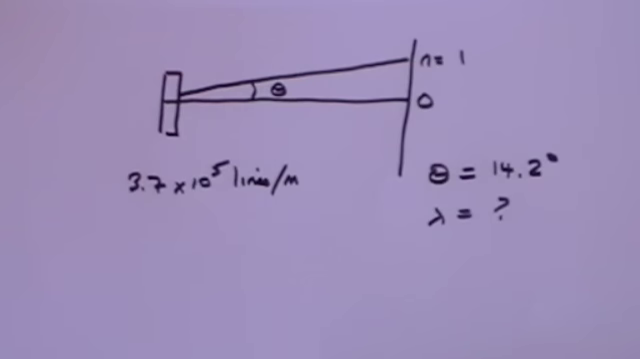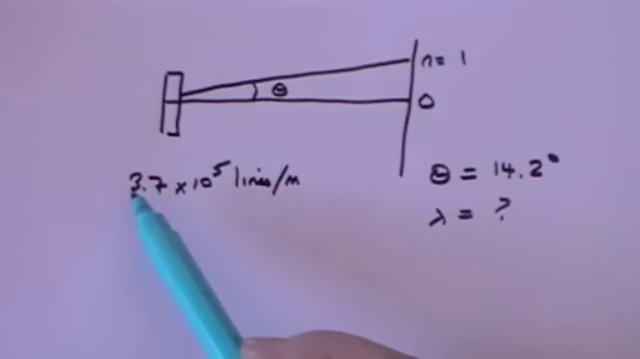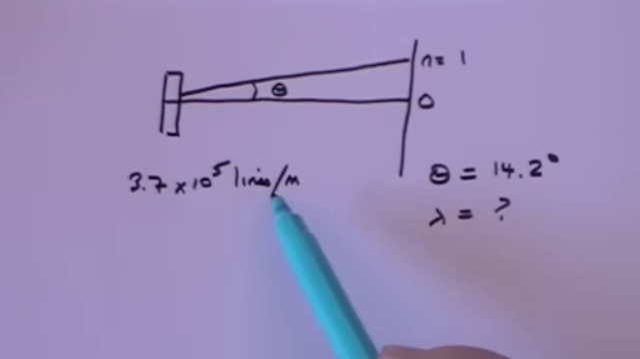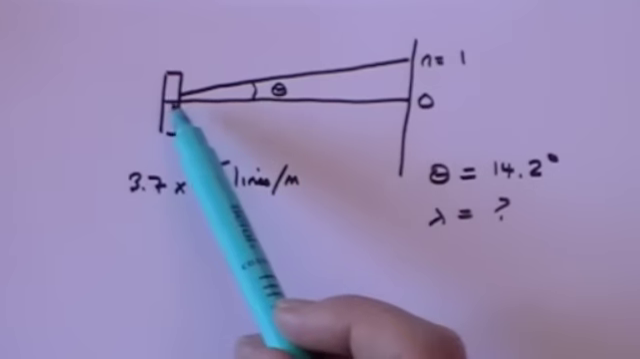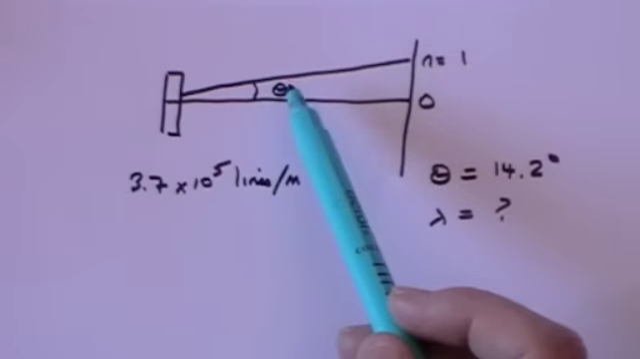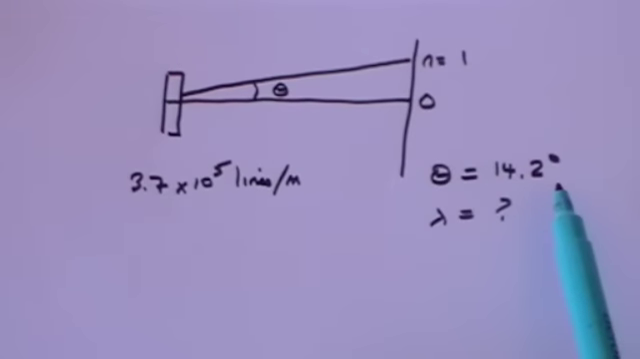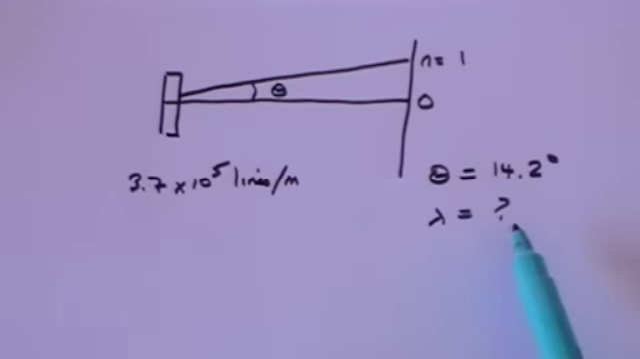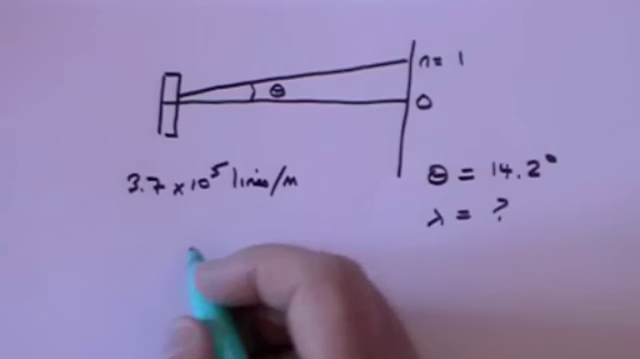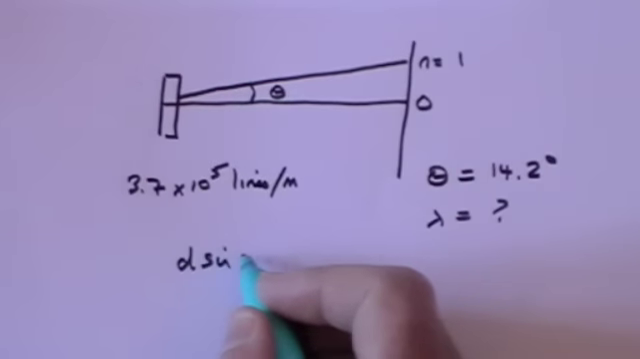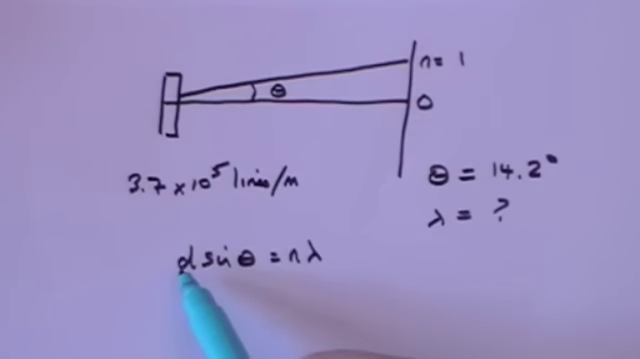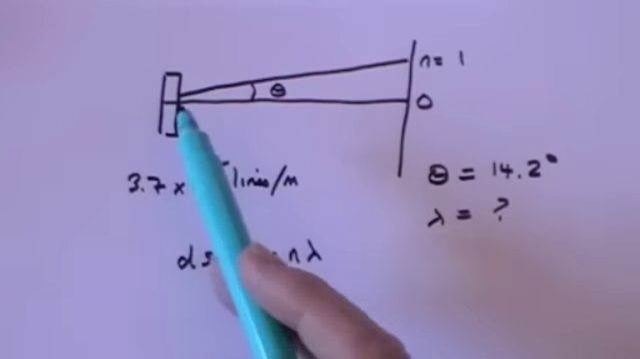Question 10. We're given a diffraction grating with 3.7 times 10 to the 5th lines per metre, and light coming through it produces the first order fringe at an angle theta, which we're told is 14.2 degrees. And we're asked to find the wavelength of the light. Once again, we're going to use the formula that d sine theta is equal to n lambda. D, remember, is the separation between two consecutive slits.